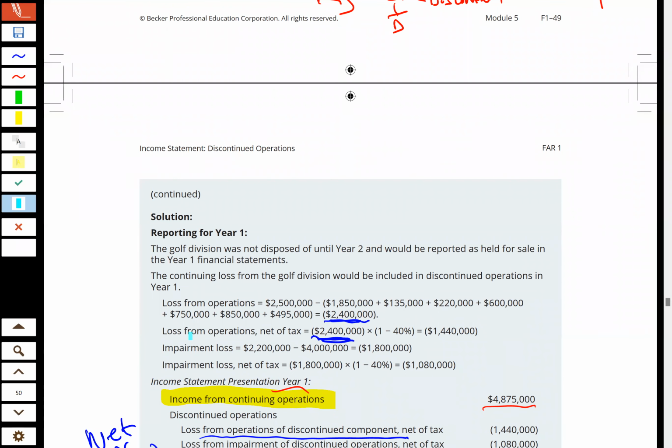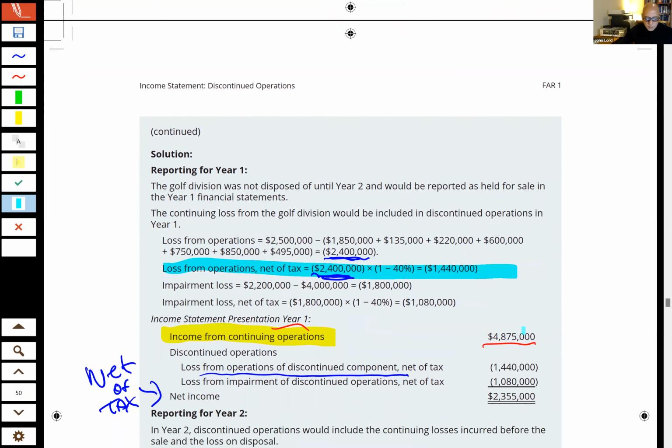Professor, would the tax component ever be more complicated than that on FAR? No. Okay, so they tell us that the tax rate is 40%. And so net of tax is what? 60% of that. 1 minus the tax rate gives you the after-tax effect. So 2.4 times 0.6 is where they're getting this 1,440,000 because we have to report that net of tax.